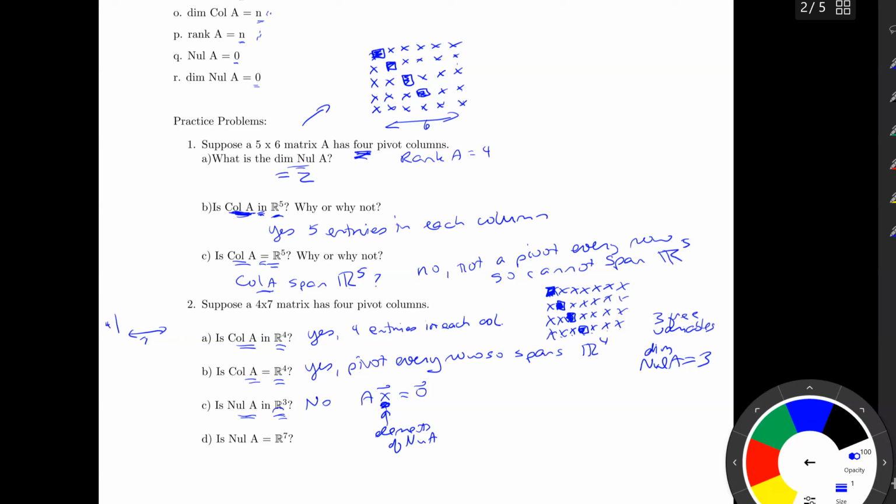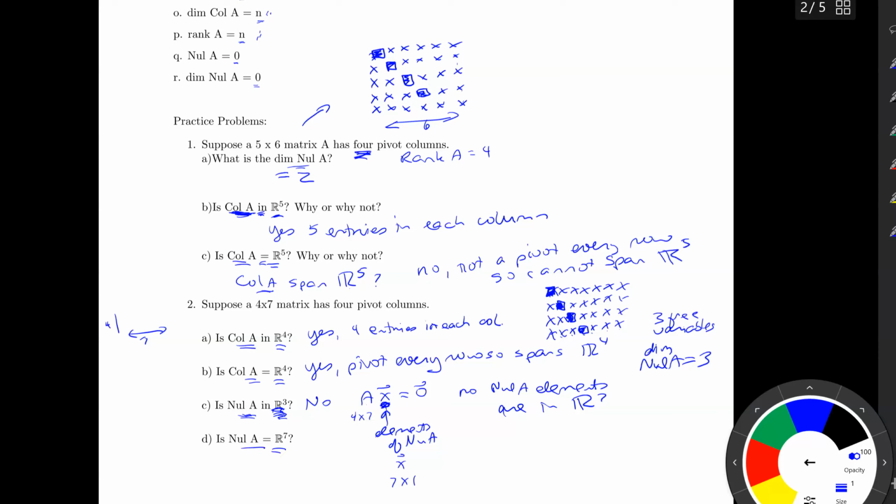Okay, so what kind of vector do I multiply by A? The size of A is 4 by 7, so this vector x must be a 7 by 1 matrix. So is Null A in R3? No. Null A elements are in R7.